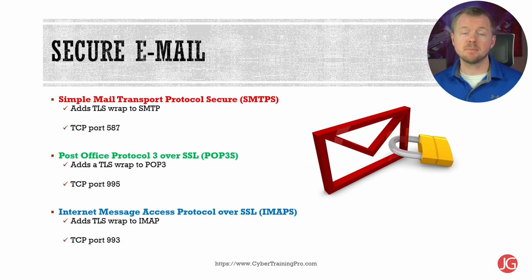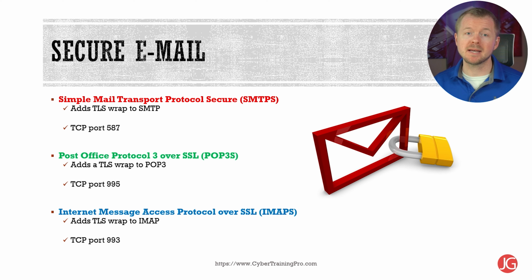We know that SMTP, POP, and IMAP are all email protocols, but they don't really offer security built in. Fortunately, there's two protocols that allow email to use TLS. We have Simple Mail Transfer Protocol Secure, SMTPS, which might also be referred to SMTP TLS, and that uses TCP port 587. We have Post Office Protocol 3 over SSL, or POP3S, which adds a TLS wrap to POP3 email retrieval on TCP port 995.